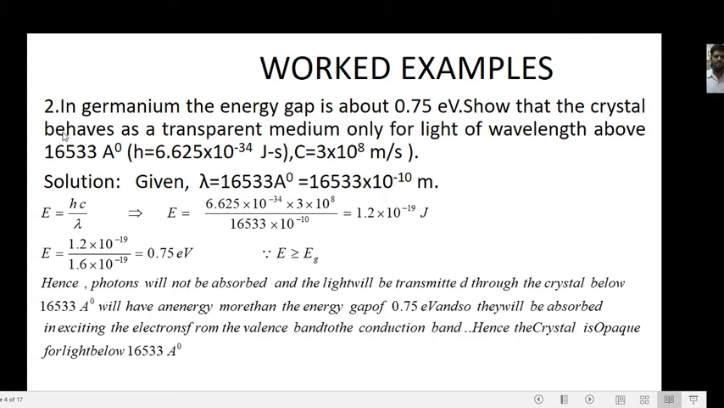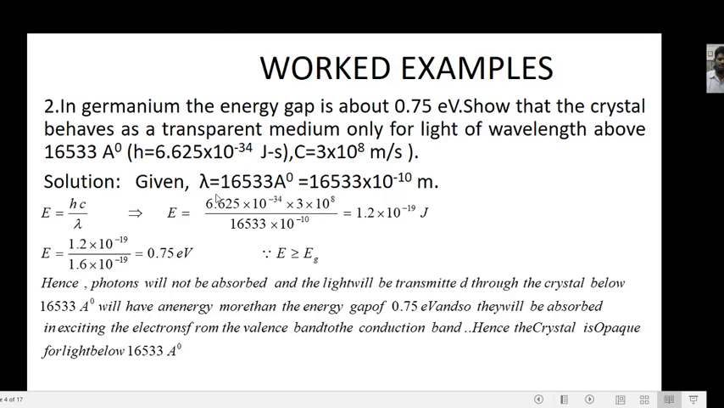Example 2. In germanium, the energy gap is about 0.75 electron volt. Show that the crystal behaves as a transparent medium only when light of wavelength above 16,533 angstrom is incident. h is equal to 6.625 into 10 power minus 34 joule second. c is equal to 3 into 10 power 8 meter per second.